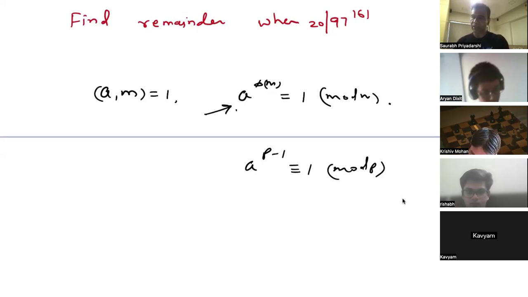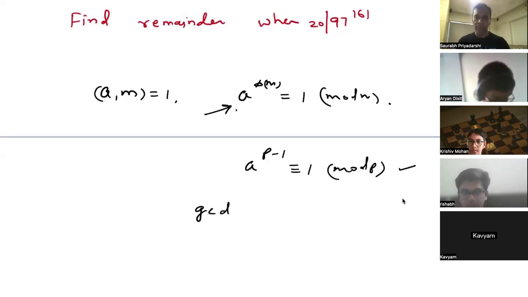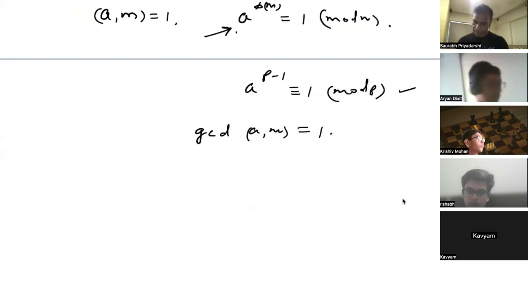It is not required to go only for prime modulus. This would be the most generalized case, where you are not taking the modulus as p and the exponent as p minus 1. You can just say that if the GCD of A and M is 1, then A to the power phi of M is congruent to 1 mod M.